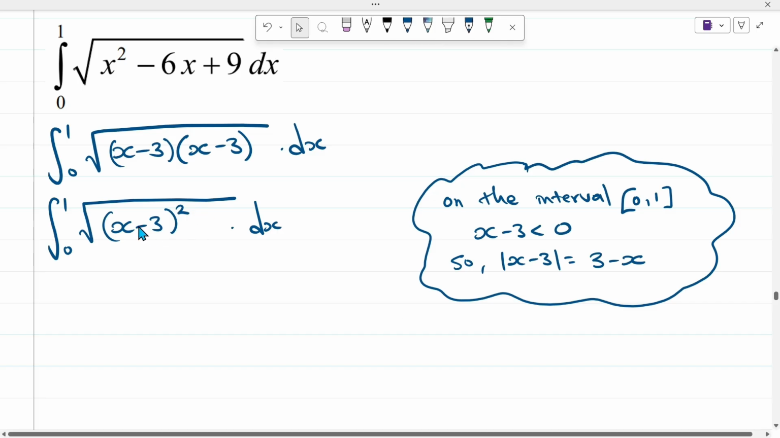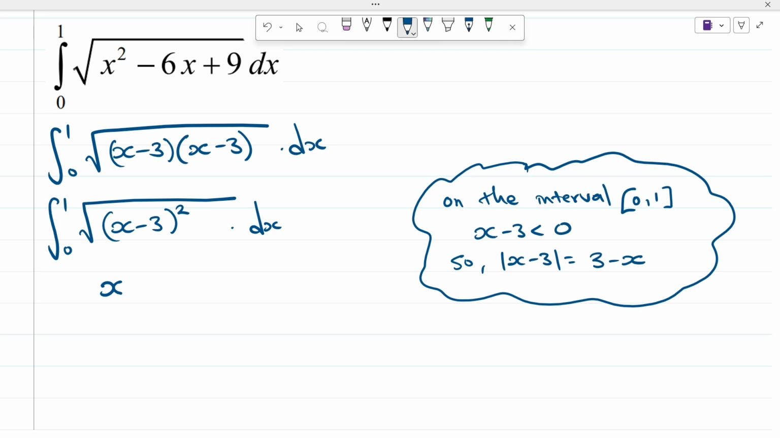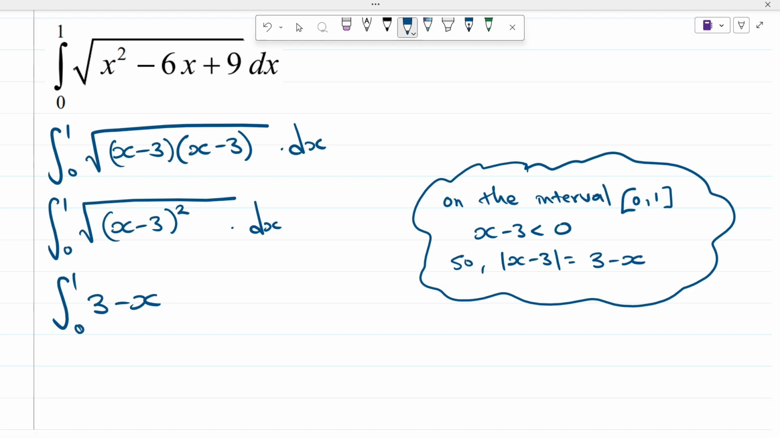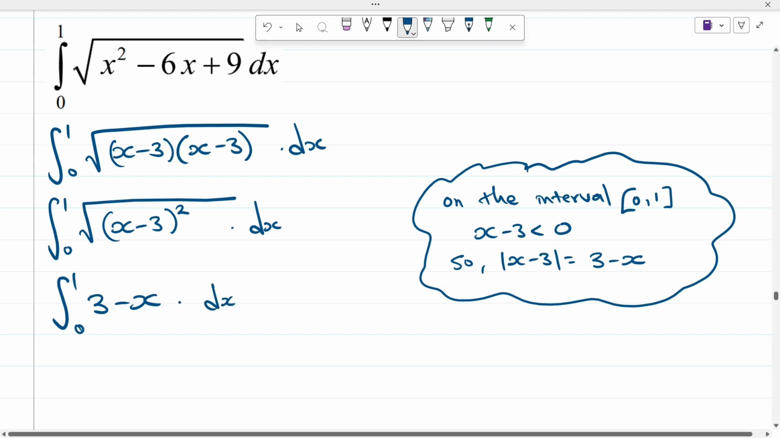Here I'm not going to take x minus 3. That's what I'm trying to say, because at 0 to 1, this x minus 3 is less than 0. So we're not going to take that. We're going to use the absolute value and then take 3 minus x. So at the end of the day, my integral is equal to the integral from 0 to 1 of 3 minus x dx. Then from here I'm going to integrate.